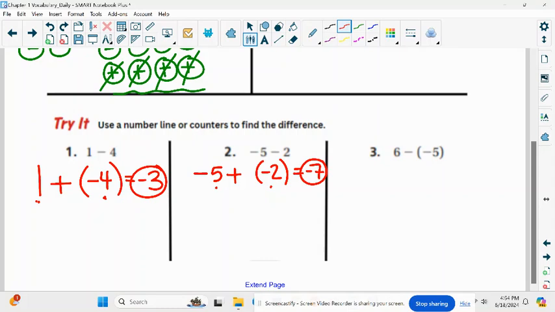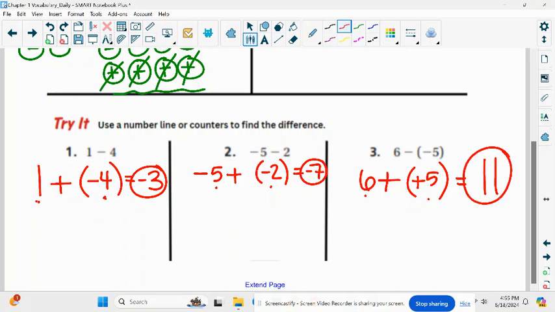We have 6 take away negative 5. So we're going to change to addition. Change to positive. So we have a positive and a positive. And when we have a positive and a positive, we add, or when we have the same signs, we add, and it's going to be 11.